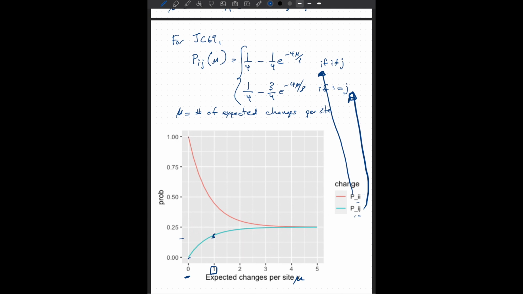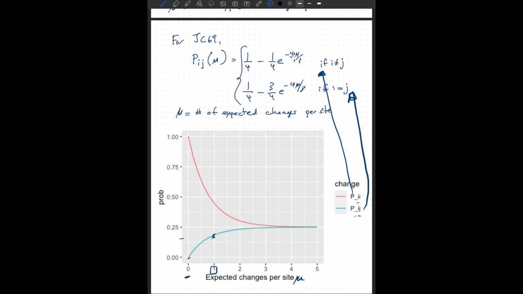In that model we talked about before, in this model here, let's look at this equation here. It's 25%, 0.25, minus a fraction of 1/4, a fraction described by e to the minus 4 mu. So this is minus 4 over 3.